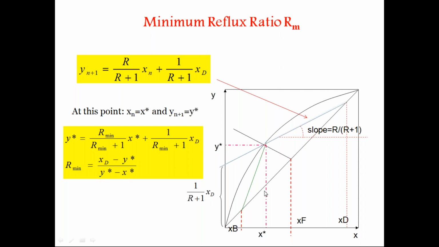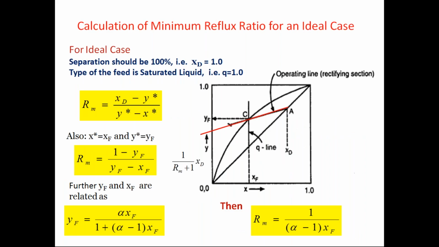So from this particular diagram, you are able to find out the minimum reflux. That gives the lowest reflux ratio which is required in the operation for a given system. Then if you take an ideal case, as I have given one of the exercises to you, the calculation of the minimum reflux ratio for an ideal case.